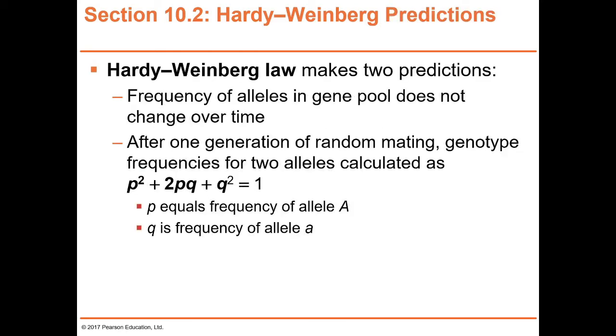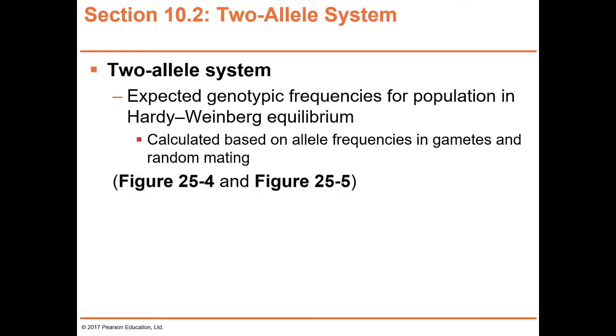So the Hardy-Weinberg law makes two predictions. One prediction is that the frequency of alleles in the gene pool does not change over time. The second prediction is that after one generation of random mating, genotype frequencies for two alleles are calculated as p squared plus 2pq plus q squared equals 1. p is the frequency of allele big A, and q is the frequency of allele small a. In the two allele system, these are the expected genotypic frequencies for a population in Hardy-Weinberg equilibrium. It is calculated based on allele frequencies in gametes and random mating.